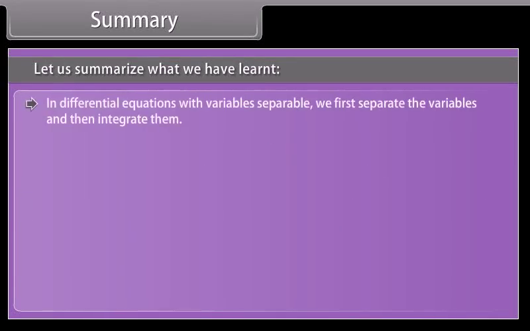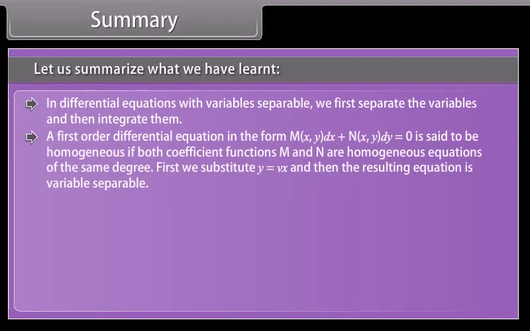In differential equations with variables separable, we first separate the variables and then integrate them. A first-order differential equation in the form M(x, y) dx + N(x, y) dy = 0 is said to be homogeneous if both coefficient functions M and N are homogeneous functions of the same degree. First, we substitute y = vx, and then the resulting equation is variable separable.